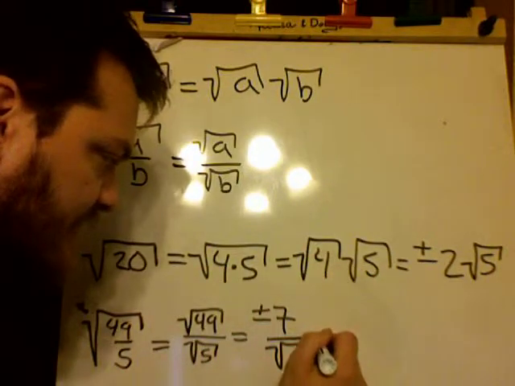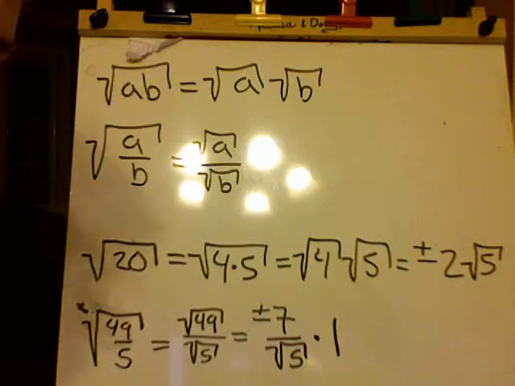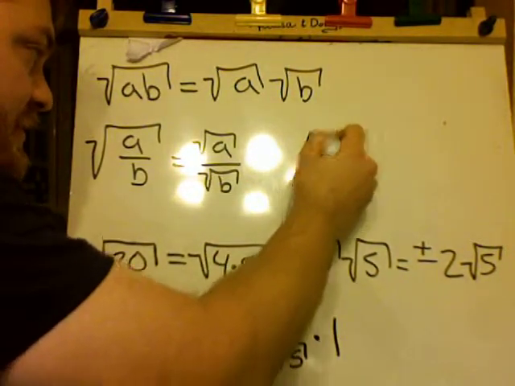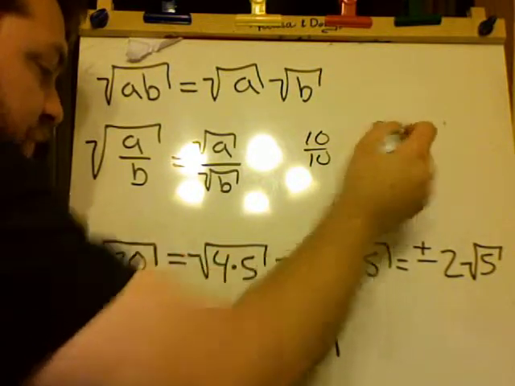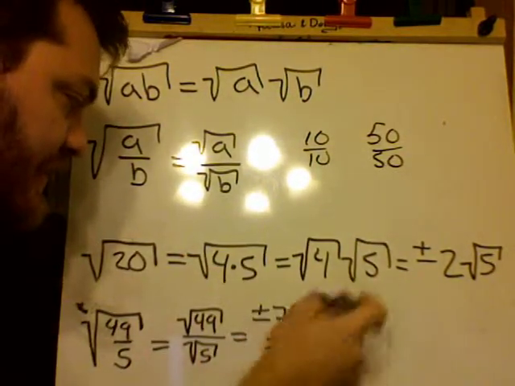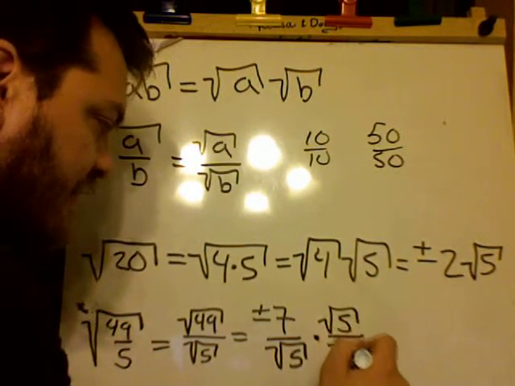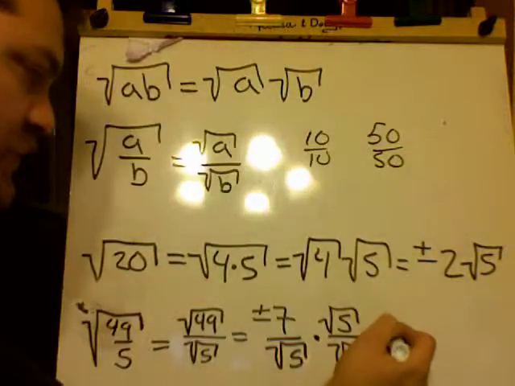How I'm going to do that is, well, I'm going to multiply this fraction by the number 1. Now there's lots of different ways to write the number 1. I can write it as 10 over 10, 50 over 50, or in this case I can rewrite it as the square root of 5 over the square root of 5. Right? It's 1. We multiply something by 1, we don't change it. Well, what's the point in doing that?